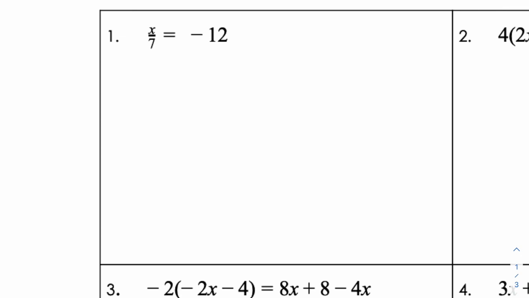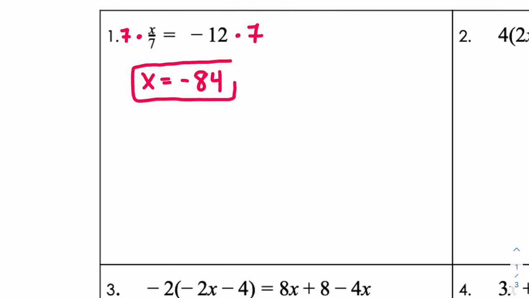So in this first example, it says x over 7 equals negative 12, or x divided by 7 equals negative 12. So to get rid of division, I'm going to multiply both sides by 7. And when I do that, I'm left with x equals, and then you're going to multiply negative 12 times 7. Feel free to use a calculator so you don't make mistakes. And you get negative 84. And that's my answer. This is what we call one solution because there is one answer that works.